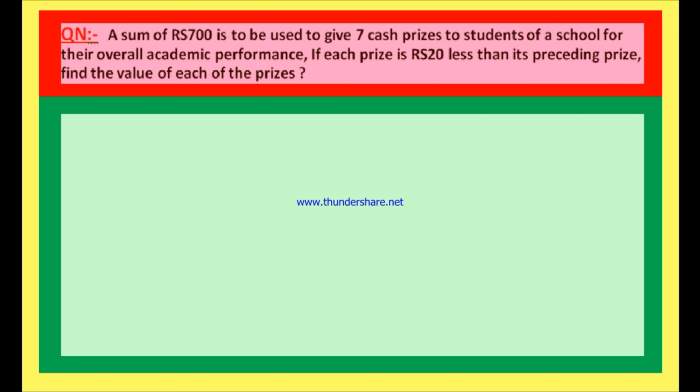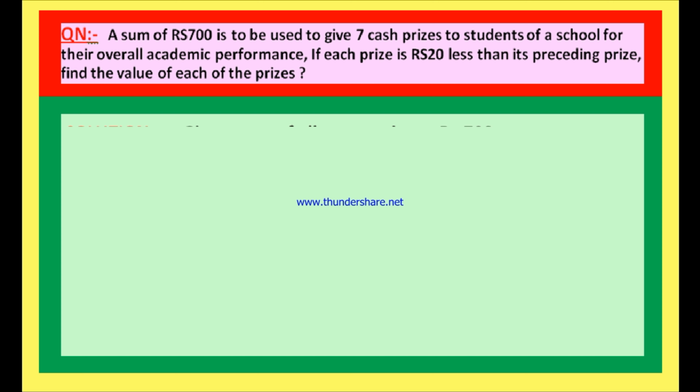Another question now. A sum of rupees 700 is to be used to give 7 cash prizes to students of a school for their overall academic performance. If each prize is rupees 20 less than its preceding prize, then find the value of each of the prizes. I shall repeat the question.